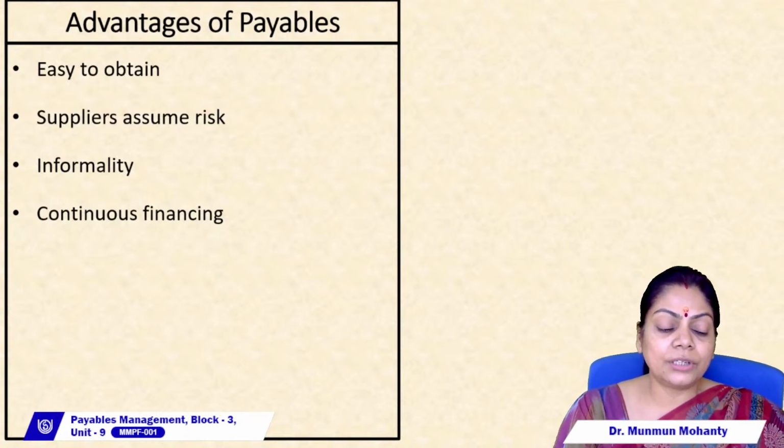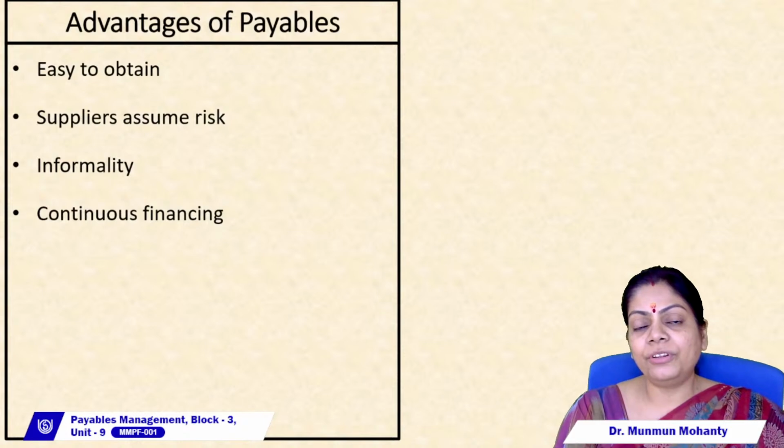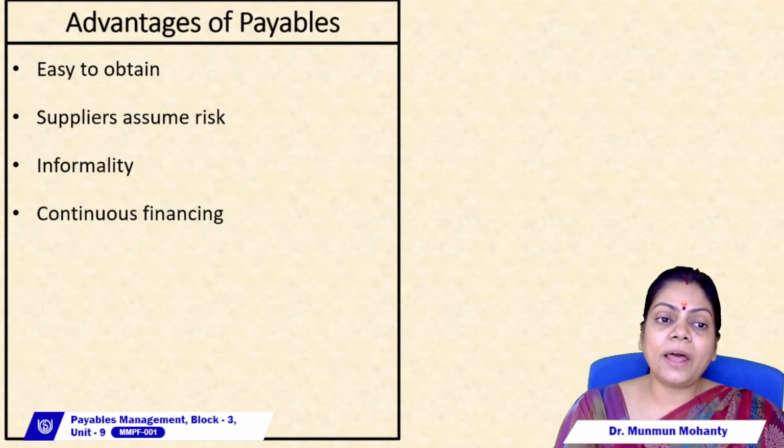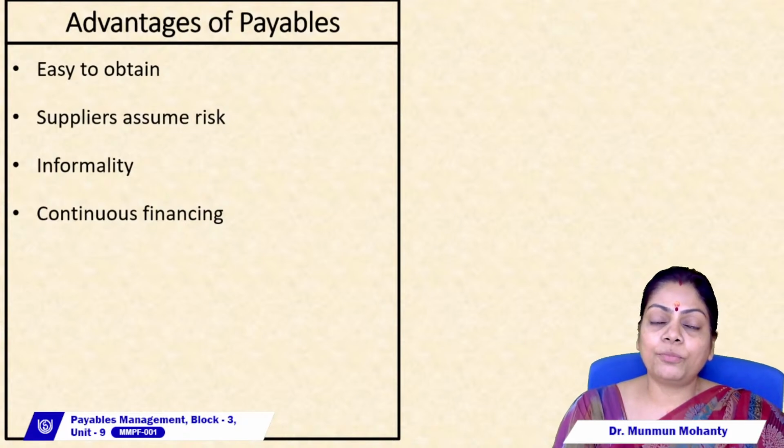Now here the suppliers are assuming the risk, because the buyer has the option. They treat it as a discretionary payment. I can pay anytime between 1 to 30 days, maybe even beyond 30 days without any consequence. Because the supplier is assuming the risk, the buyer enjoys the scenario. So for buyers, the payable is a good thing.